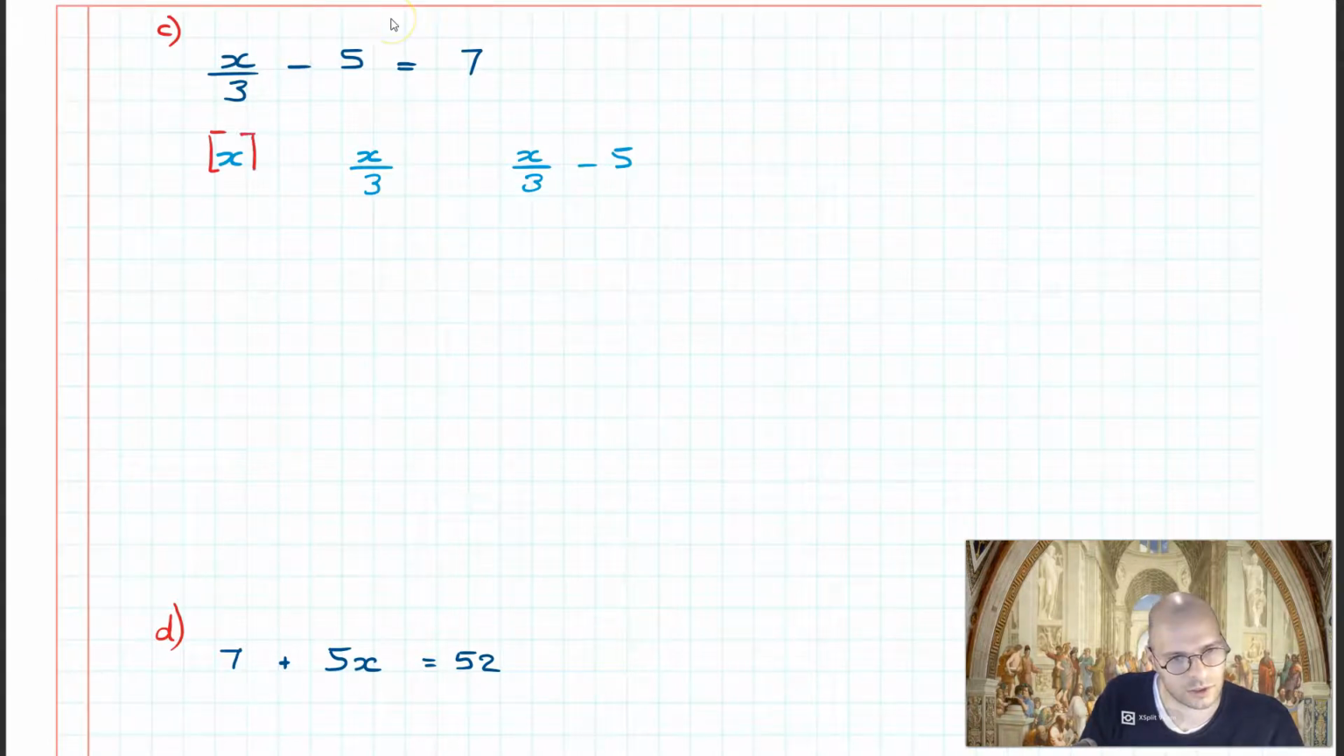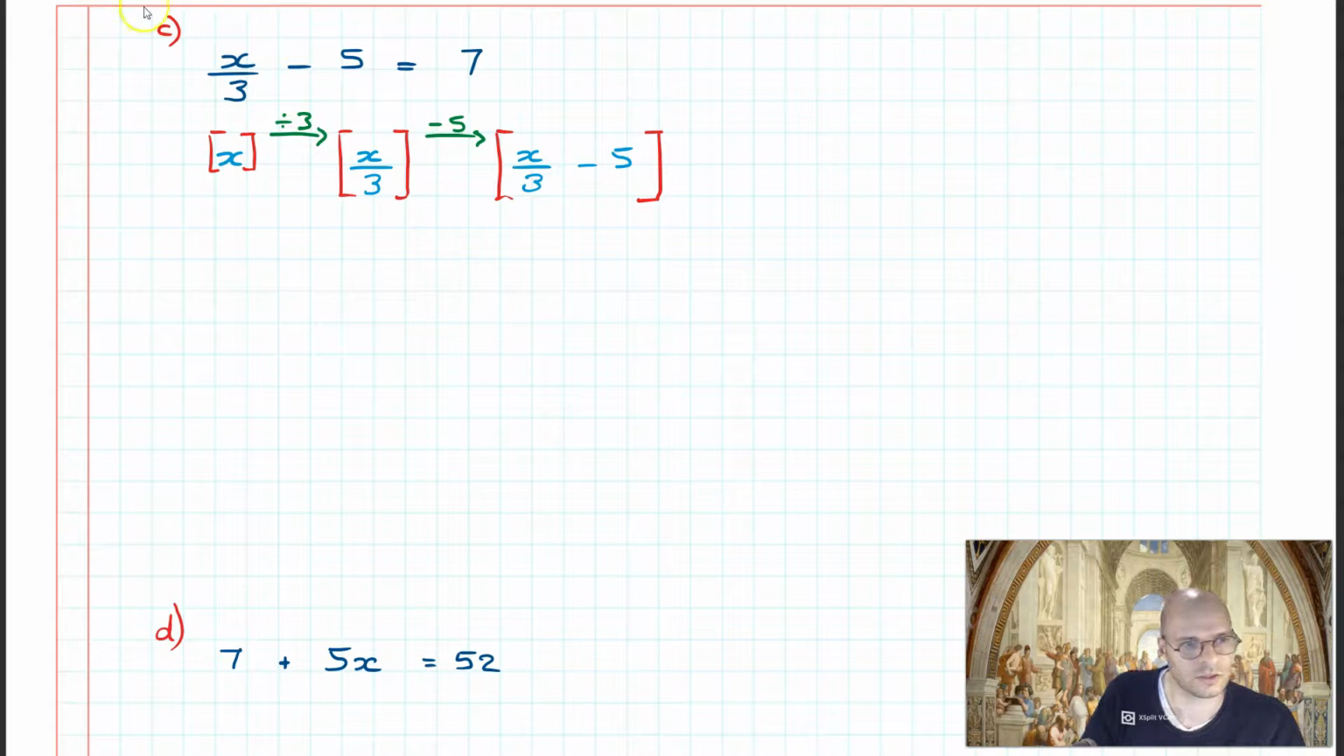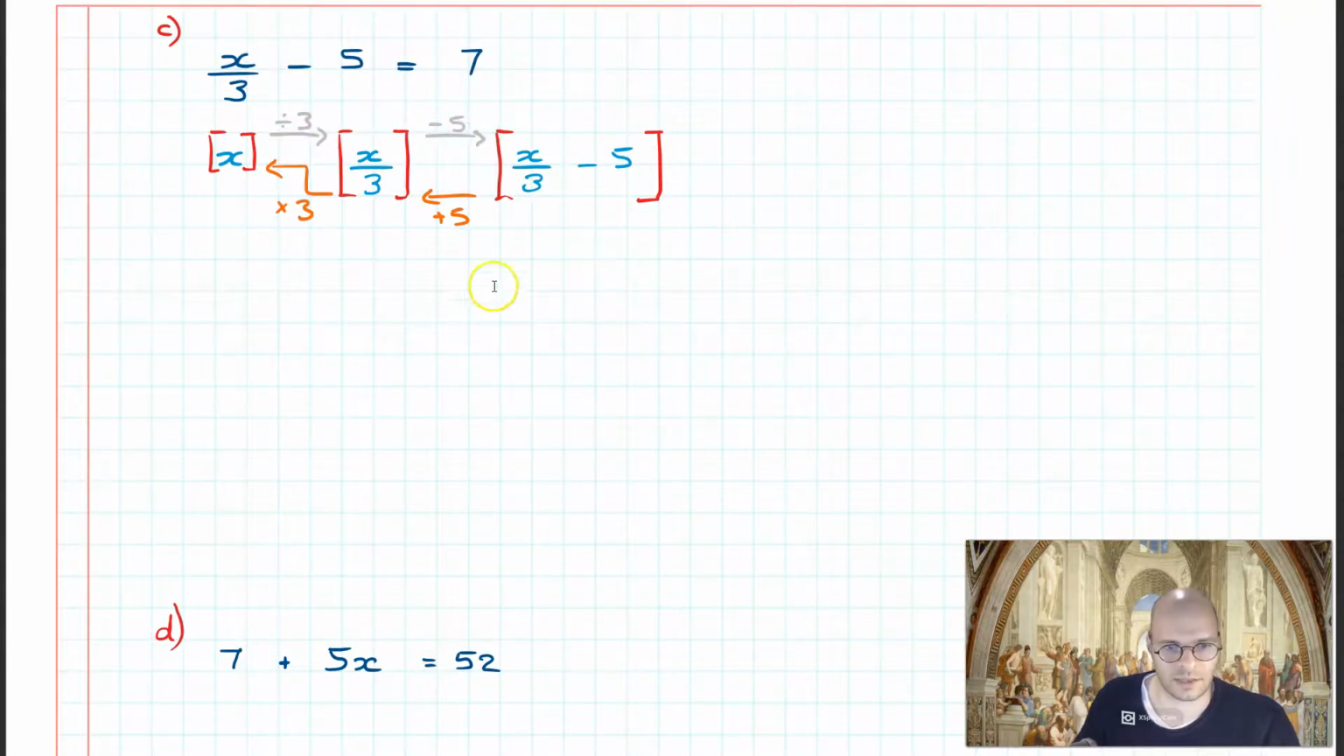Turning this into the flowchart, we first divide by 3. And then we take 5. Reversing this up, we take 5, so we add 5, and we divide it by 3. So what that means is we need to times by 3. And therefore what we've done is we've built the flowchart that will show us how to unwind the expression on the left here to solve for x.